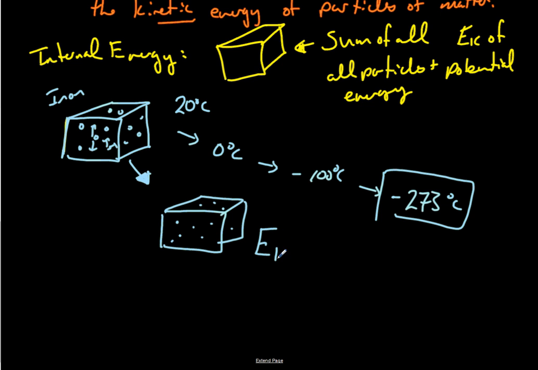So EK of the particles has become zero, right? EK of the atoms has become zero. But internal energy-wise, there's still internal energy because there's still mass there, and there's still some kind of intermolecular or interatomic, or metallic, bonding within here. So internal energy is not gone to zero.